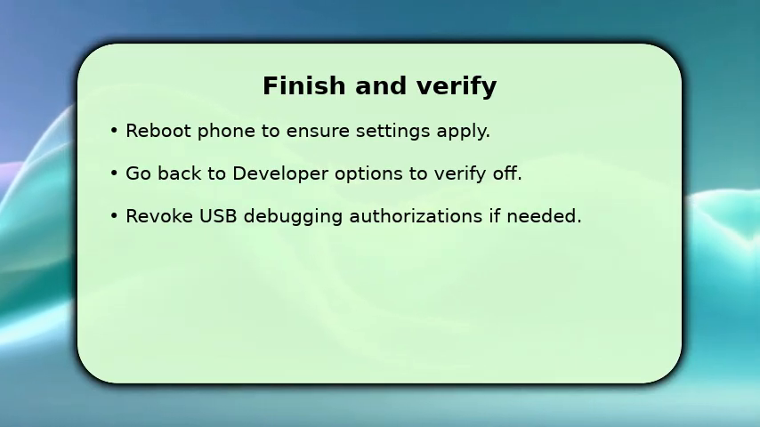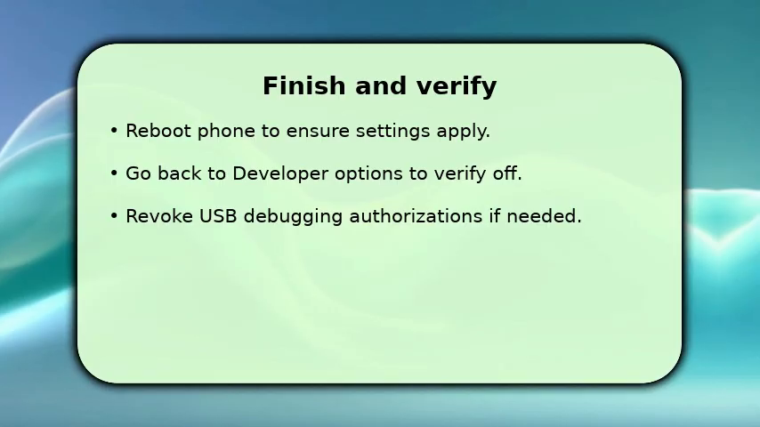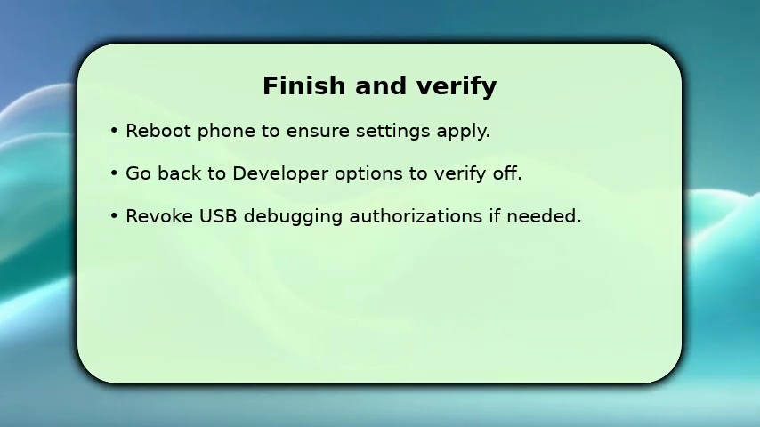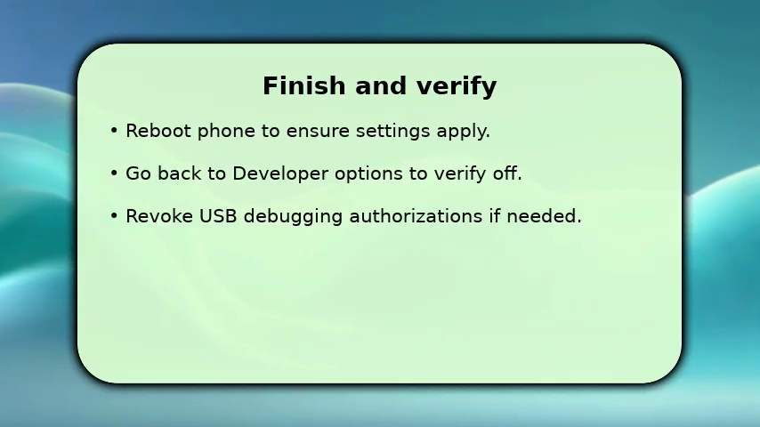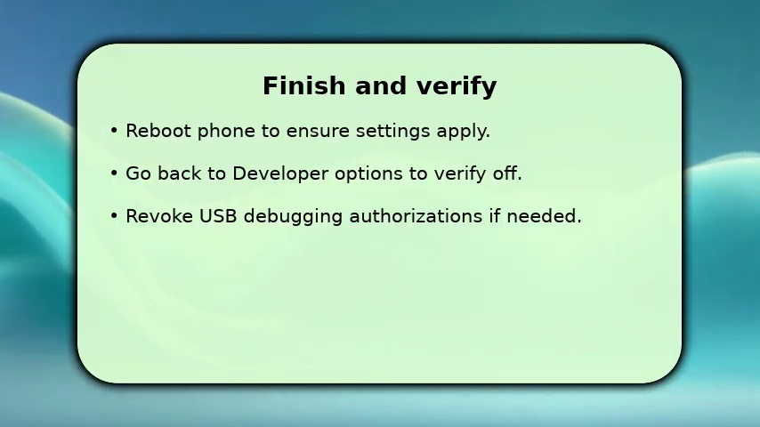Once the phone restarts, reopen Settings, then Developer Options, and verify that USB debugging remains off. For extra security, tap Revoke USB debugging authorizations to remove any previously trusted computers.